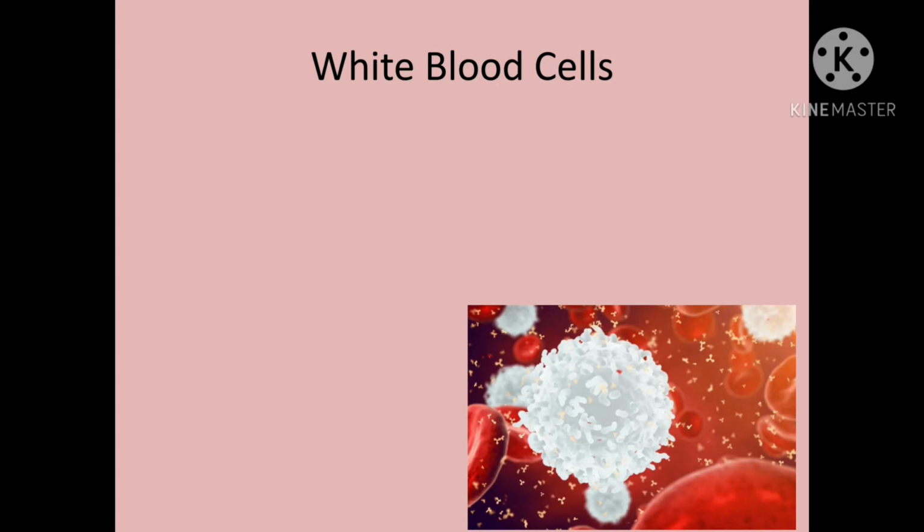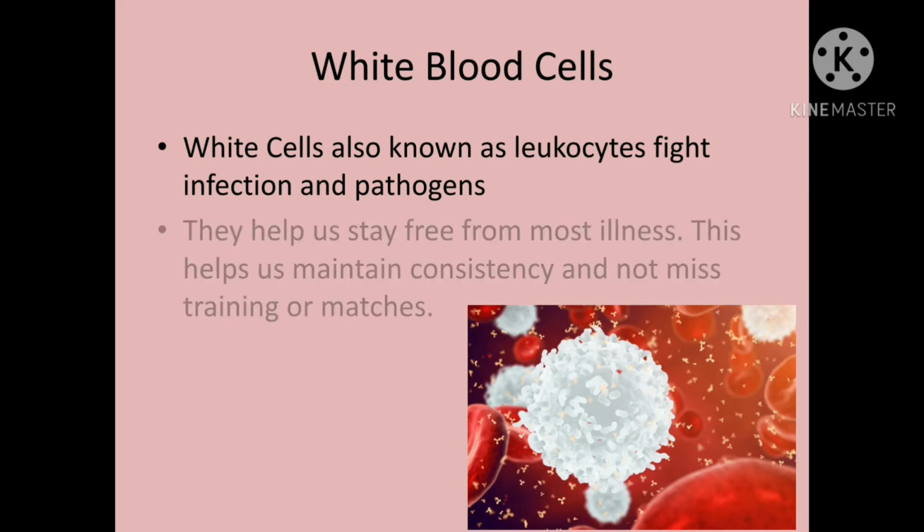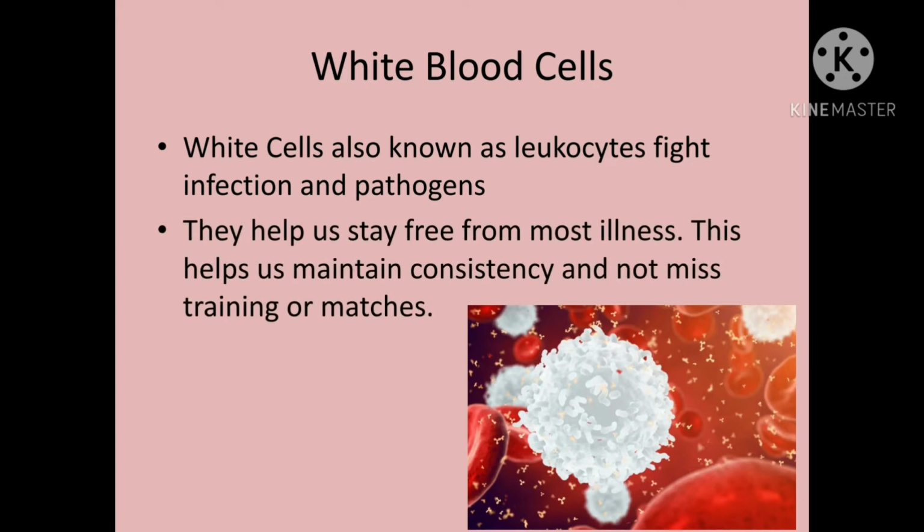Now white blood cells, they're really important as well for us. They help us fight infections and pathogens. They're also known as leukocytes. And what they do is when an infection or a virus comes into your body, they fight it. They either use antibodies or they consume the pathogen. They help us stay free from most illnesses. This helps us maintain consistency and not miss training or matches.